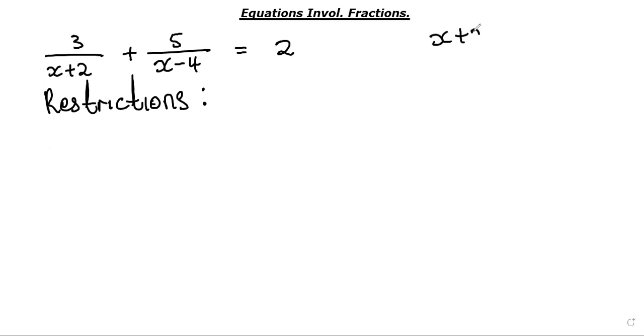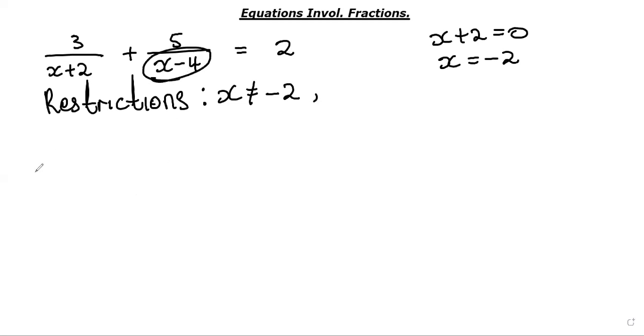Well, for the first term, if you take the denominator and equate it to 0, you realize that x equals -2. If you substitute -2 here, the answer is 0. 3 divided by 0 is undefined. So this means x cannot be -2. That's the first restriction. The second restriction, x cannot be 4, because when x is 4, it's now 5 divided by 0, which is undefined.